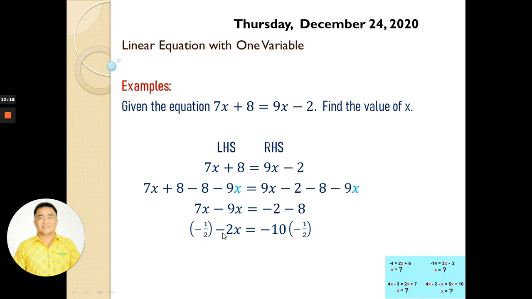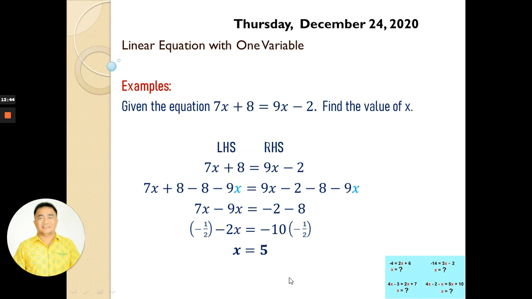So we multiply. Negative and negative is positive, right? And we cut 2, so what would be left will be x. And on the right side, negative and negative is positive, and we cut 10 and 2, that would be 5. So therefore, x is positive 5. Did you understand it? It's clear, right? Yes. Okay, I hope so.